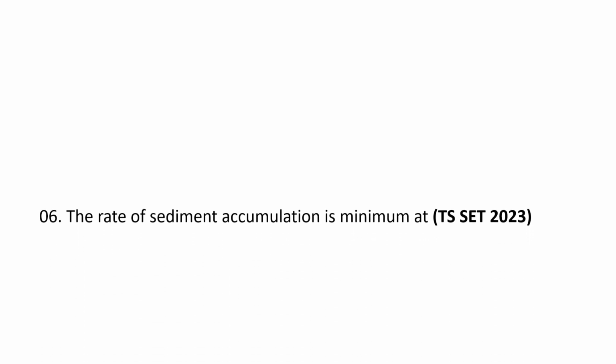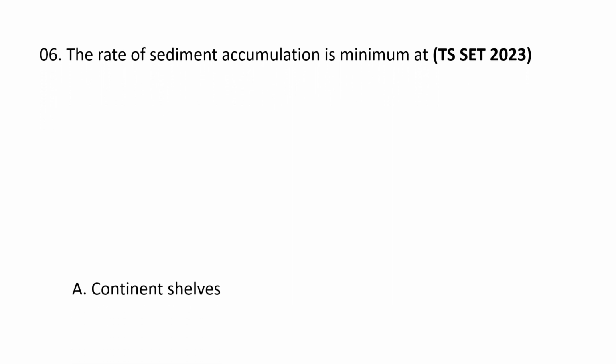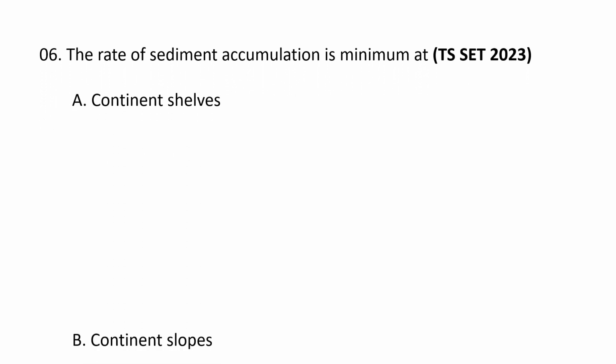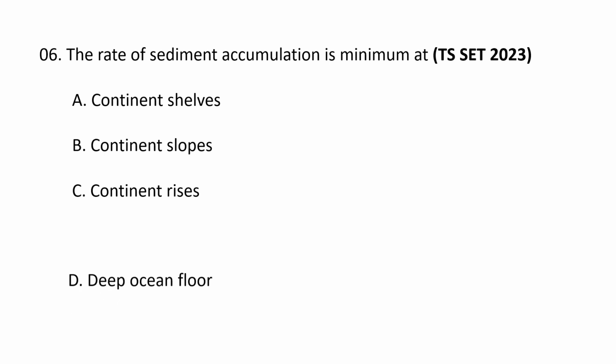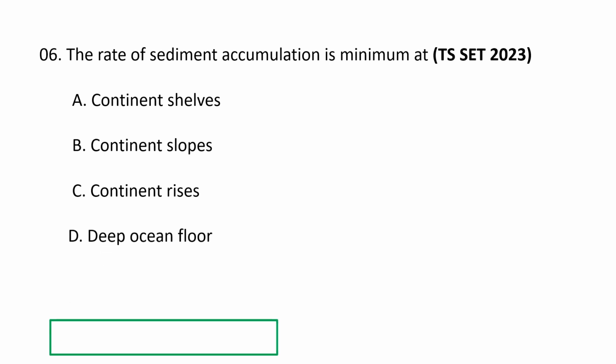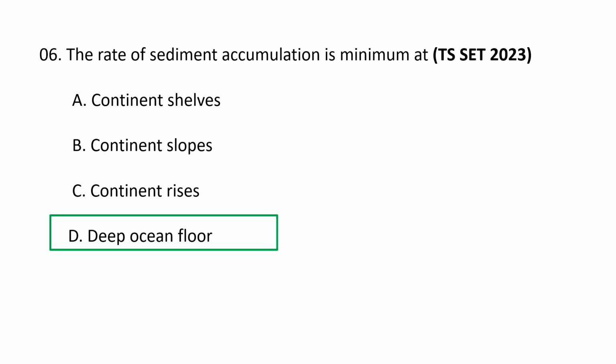Next question. The rate of sediment accumulation is minimum at A. Continental shelves, B. Continental slope, C. Continental rise, D. Deep ocean floor. The rate of sediment accumulation is minimum at the deep ocean floor. Deep sea sediments typically have sedimentation rates of less than 30 meters per 10^6 years, and the rate is as low as 0.1 meters per 10^6 years. So this has been reported. That's why the rate of sediment accumulation is minimum at the deep ocean floor. D is the correct option.